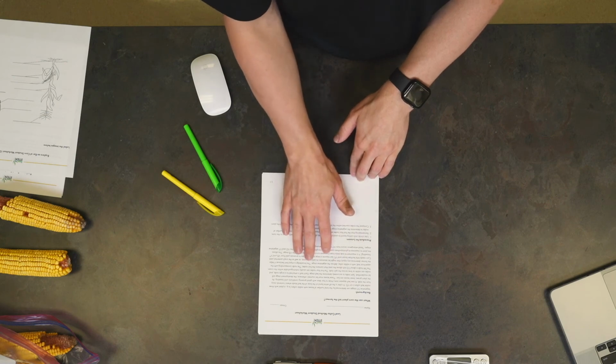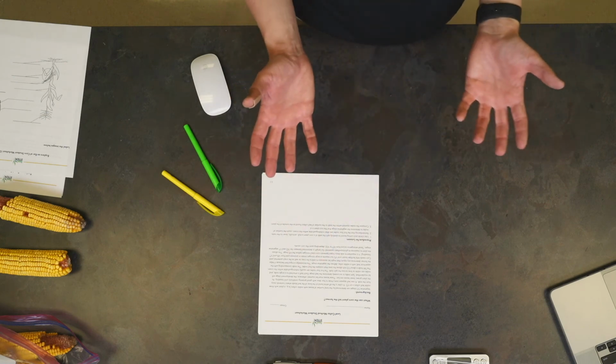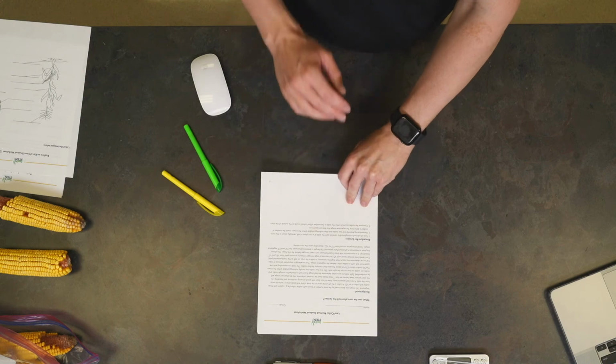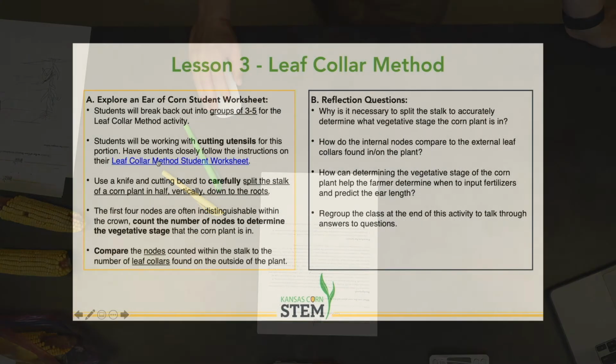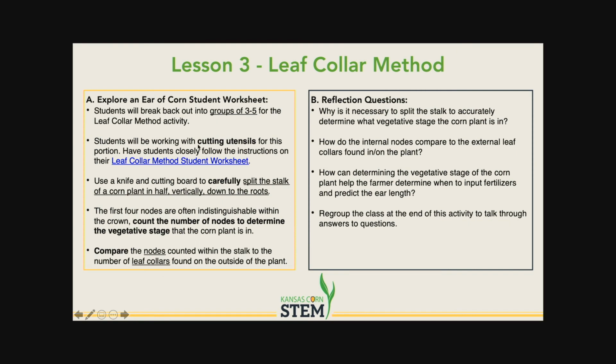So this goes through talking about the different stages here and how to look at them, and then it actually has a procedure for the lesson. Now I did outline right here on our PowerPoint that students will be working with cutting utensils, so find a student that you maybe trust a little bit more than the others, or just make sure that they're being really safe with these cutting utensils as they're cutting down the corn stalk.